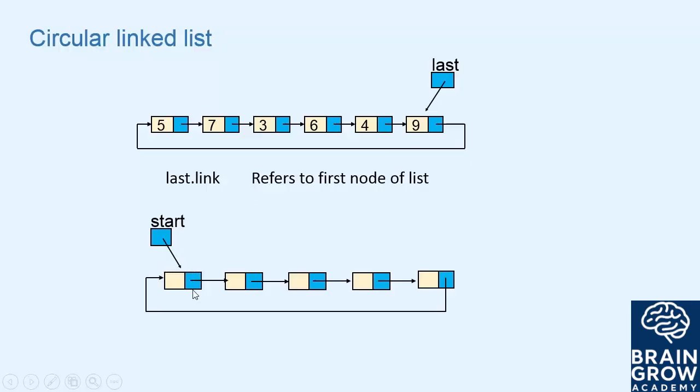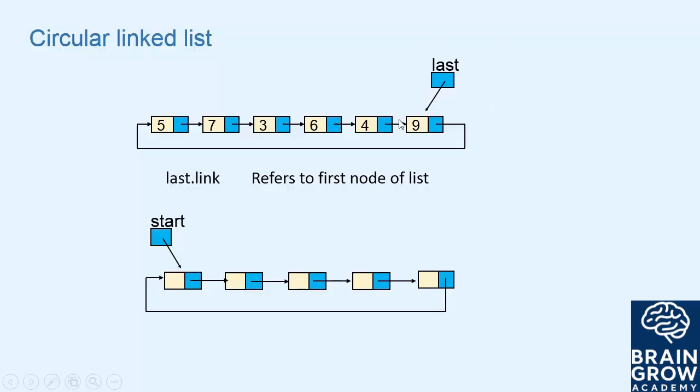If we take a reference referring to first node of the list, then for both insertion and deletion in the beginning and at the end, we'll have to traverse the whole list. For example, if we have to insert a new node here in the beginning of the list, then link of this last node should refer to that new node. And for that, we'll have to traverse the whole list because we'll need a reference to this last node. So it is better to maintain a reference referring to the last node of the list.